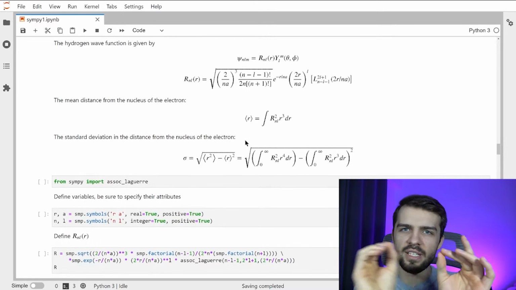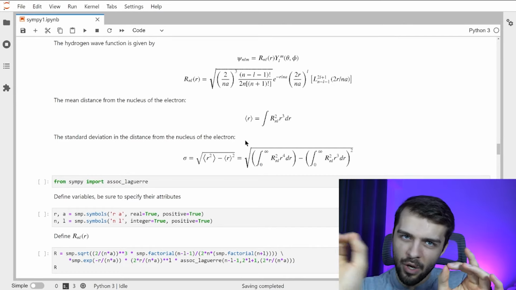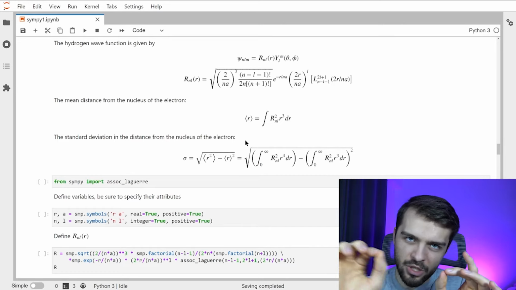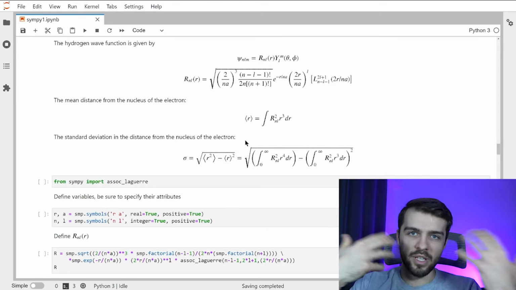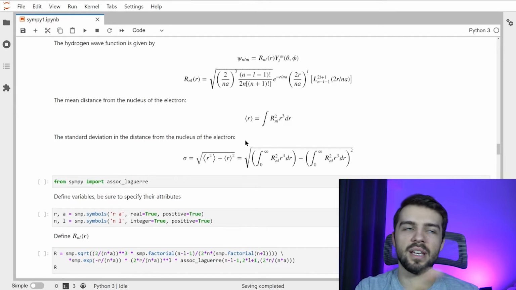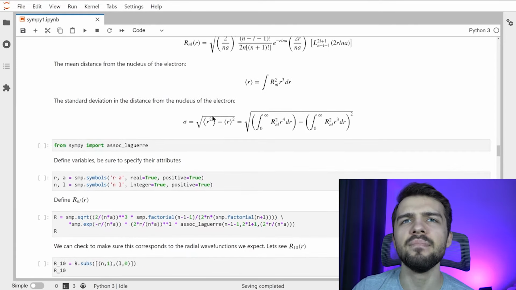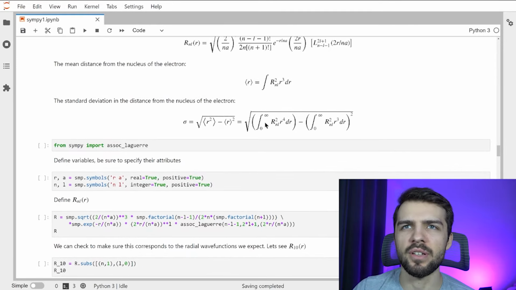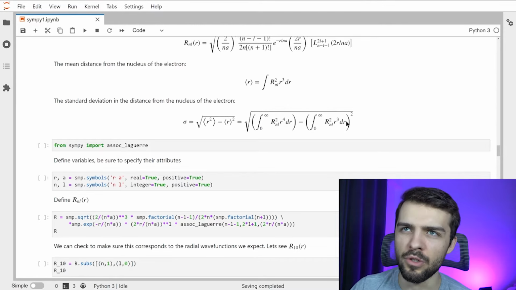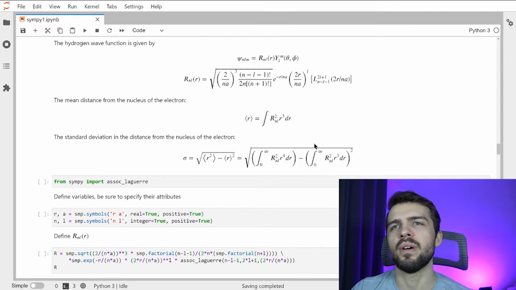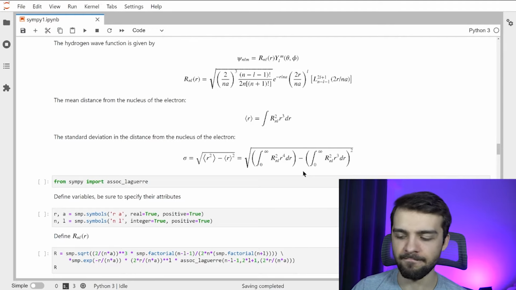And the standard deviation in distance, meaning the spread: if I measure the position of the electron over and over, what's the spread of where it shows up as a distance from the proton? It's sort of like the standard deviation. If you measure the heights of a lot of people in the population, what's the spread in heights? This is like the spread in measuring the electron from the atom. It's just given by this expression here. So the integral 0 to infinity of R_nl squared r to the 4 dr minus the integral 0 to infinity of R_nl squared r cubed dr, squared. So again, solving these integrals by hand, not a lot of fun, but SymPy, very easy.